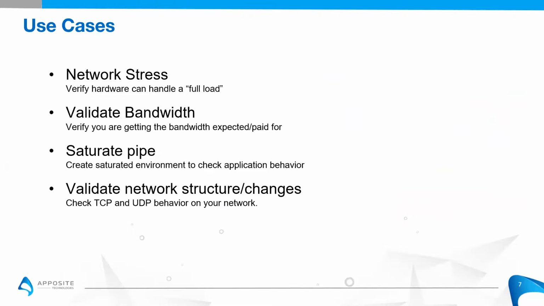Our use cases, the first is network stress. Can your network handle a full load? How will it behave when all ports are working at capacity? Does anything strange start happening? Packet loss, buffer overloads, hardware freezing, things like this. You can use the TrafficJam to create the network stress.